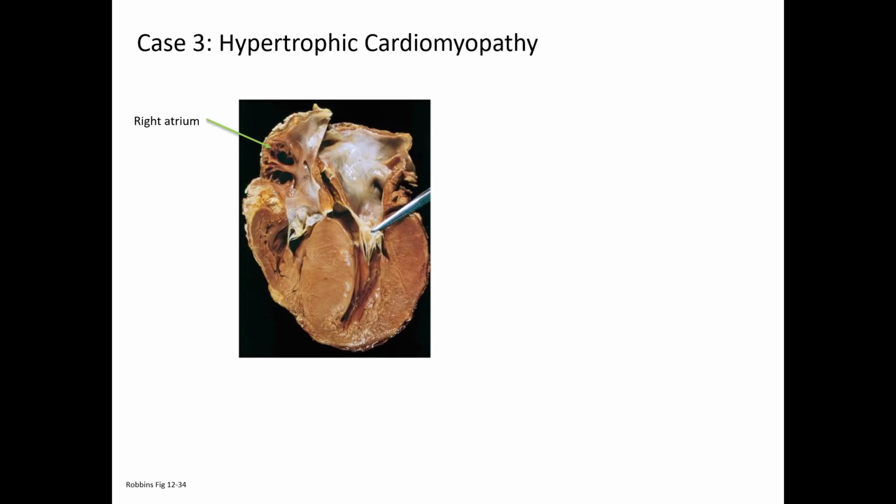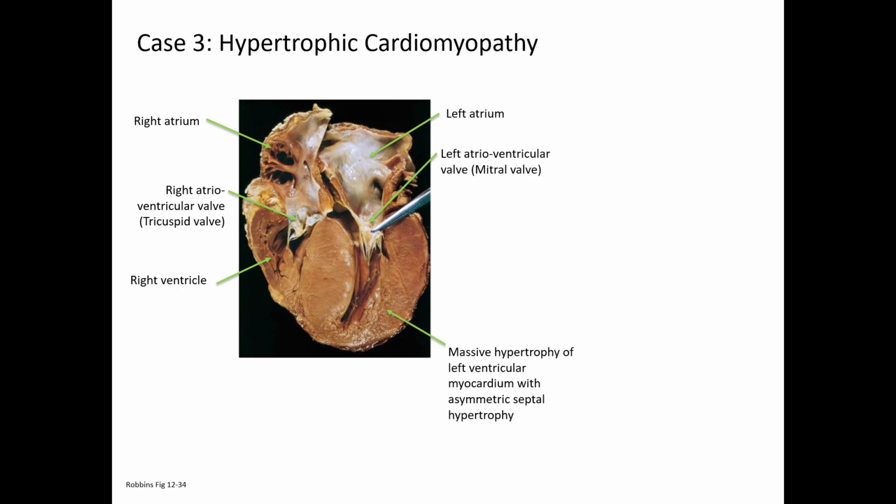Case 3 is hypertrophic cardiomyopathy. Here is our heart. This is the right atrium. This is the right atrioventricular valve. This is the right ventricle. This is the left atrium. This is the left atrioventricular valve. And this is the very abnormal left ventricle, which demonstrates massive hypertrophy with asymmetric septal hypertrophy.